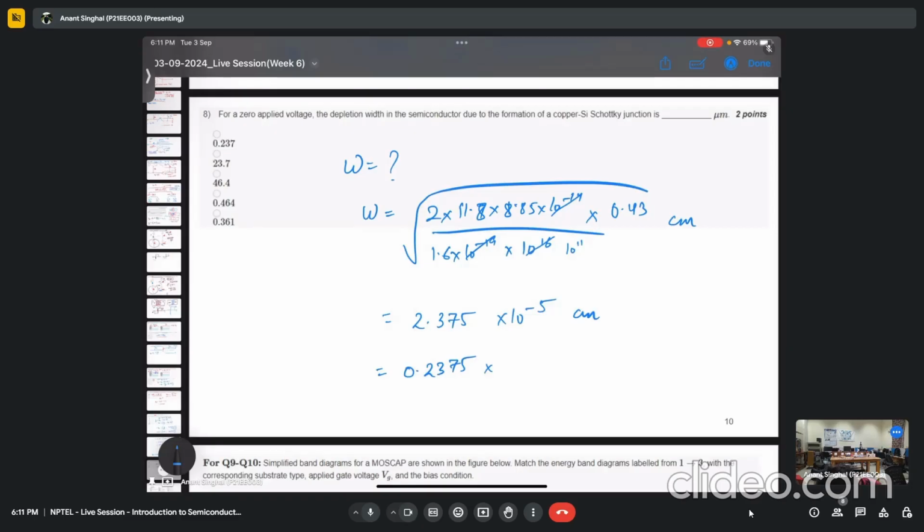That is 10 to the power minus 4 centimeter, which is nothing but micron. So this will be 0.2375 micrometer, which is option A. I hope it is fine. This was a direct calculation. You can check again later.